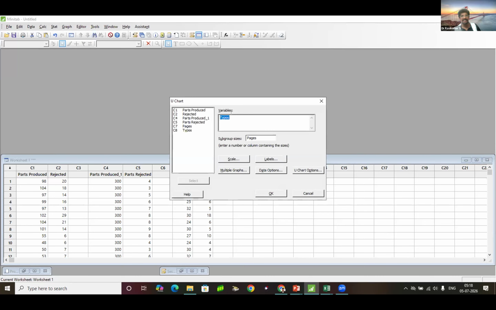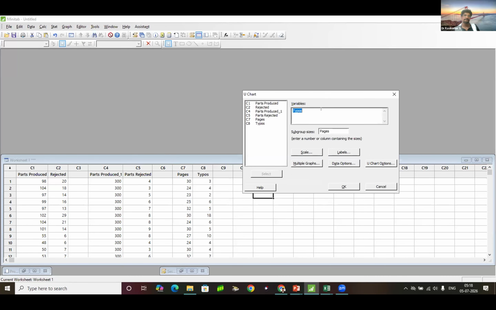Actually, C7, C8 is there. Yeah, click on the variables. Click on C8 typos. Yeah, but one minute. But here, no, sir. For him, it might not be C7, C8. For him, it's actually different, because of how he copied. For me also, the title is C7-T and C8-T, and below that, pages typos are there.